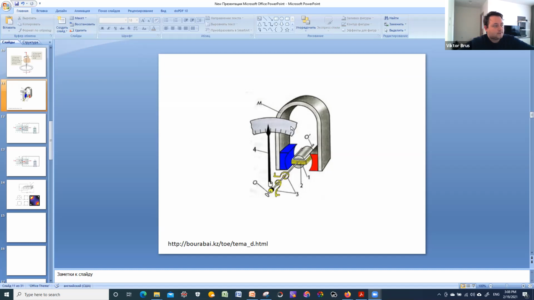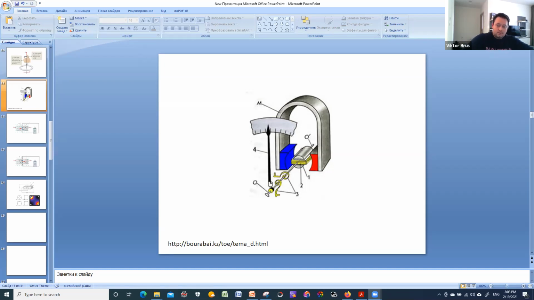So by calibrating this, we can make an ampere meter, which gives us the magnitude of electric current in the measuring electric circuit. Since this coil possesses very small internal resistance, it will not create much of voltage drop, and that's why such electromagnetic ampere meter can be quite an accurate device for measuring magnitude of electric current.